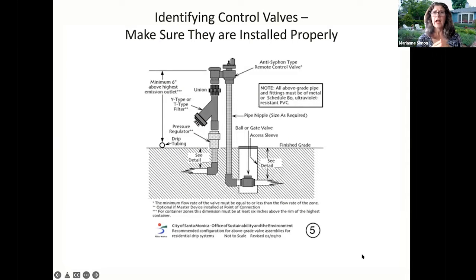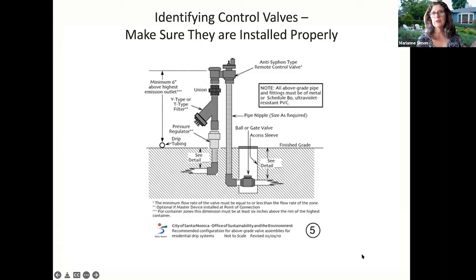Now, the key thing about anti-siphon valves and them working correctly is that they work by gravity. And so there is a minimum height above ground that they need to be. 6 inches is the least amount of height that you would want. You definitely want to check with your local codes to see what they are requiring.